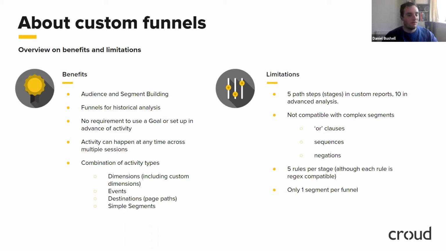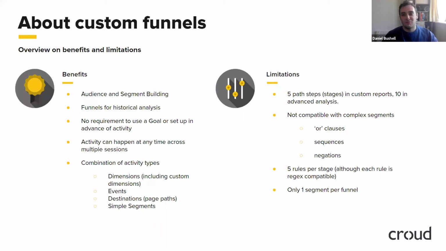And one of the best features of a custom funnel in GA360, in my opinion, is just the flexibility it offers you with the combinations of your dimensions. You can have as many dimensions as you want to put into it. You can have events, you can have page paths, or you can have really simple segments as well as part of that path. And it's pretty cool. Sorry to sound like a geek, but it's cool.